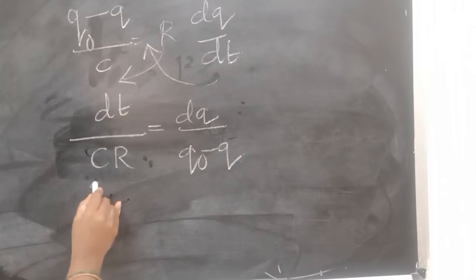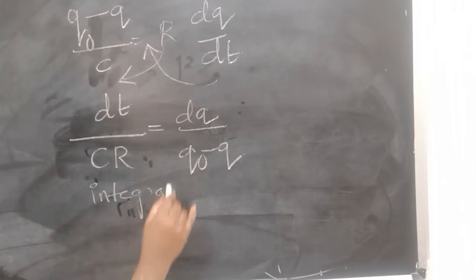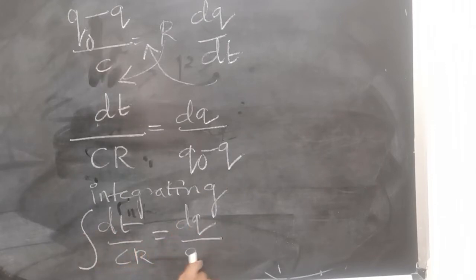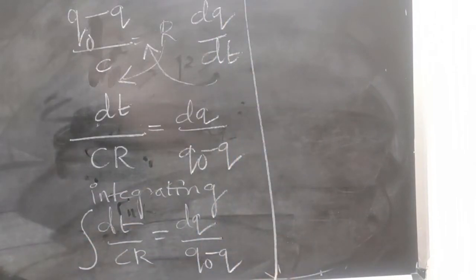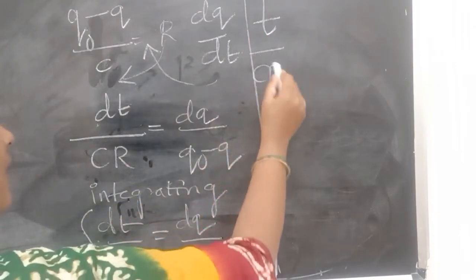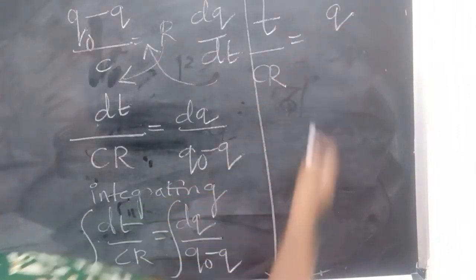Now the next step is integrating. Integrating these two terms on both sides, what I get? Integral dt by Cr is equal to integral dq by (Q naught minus Q). So integration of dt becomes t, and Cr is constant. Cr is equal to integration of dq becomes q.